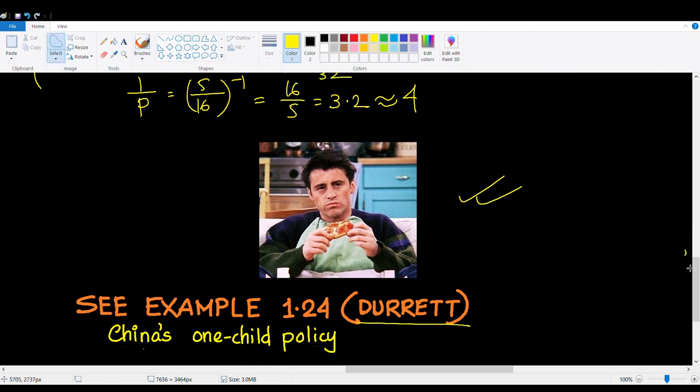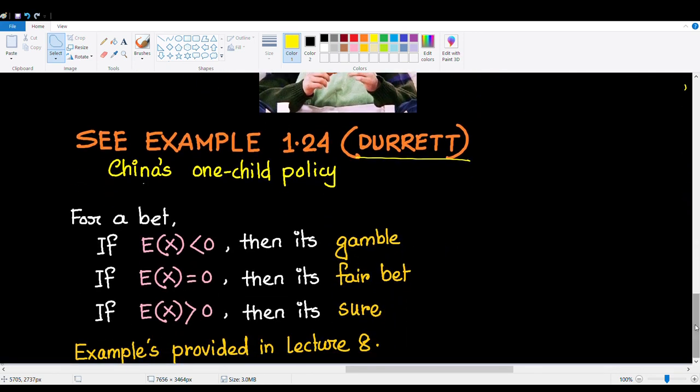Okay, so I think most of you know him. Anyway, for similar problems, you can see example 1.24 from Rick Durrett's Elementary Probability, which is called China's one-child policy. Now for a bet, you are going to see a few examples in your example class on bets.